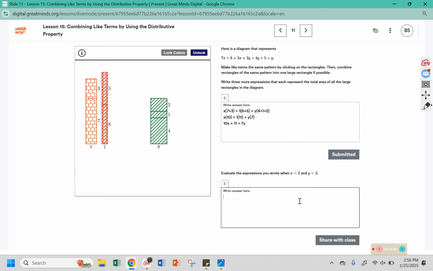Then it says evaluate the expression you wrote when x equals 2 and y equals 3. So using this expression, we're going to evaluate it when x equals 2 and y equals 3. So we'll replace the x value with 2, and we'll replace the y value with 3. Well, 10 times 2 is 20, and 7 times 3 is 21. Then we will add 20 plus 11 is 31, plus 21 is 52.